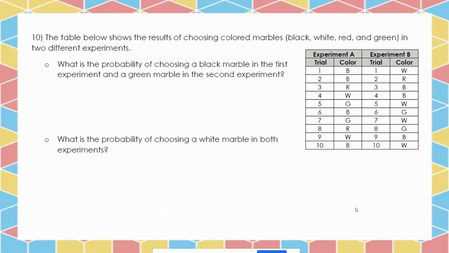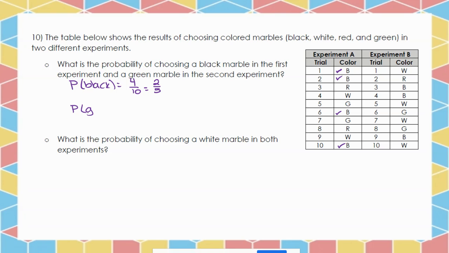Now let's look at our last problem. We have a table that shows the results of 2 experiments. And we want to know the probability of choosing a black marble in the first experiment and a green marble in the second experiment. Well, let's look at this. So the probability of black in our first experiment is that it occurs 1, 2, 3, 4 times out of 10. Well, 4/10 will simplify to 2/5.